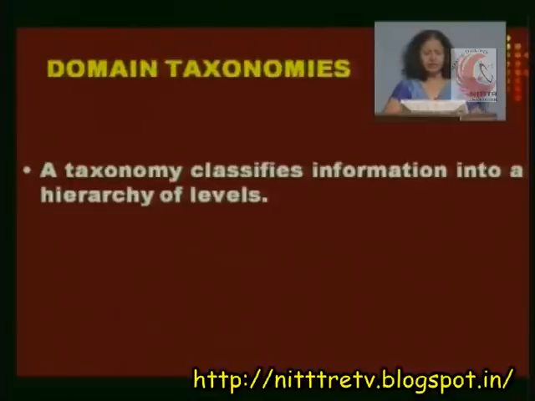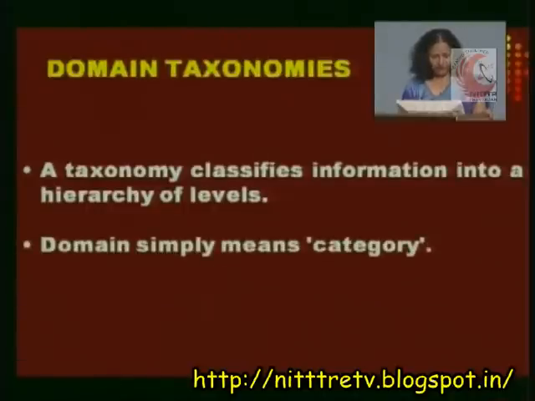I come to the abilities first. I will take some time to just make clear this background. Bloom in 1956 gave a taxonomy of objectives. First of all, we make clear the meaning of what we mean by taxonomies and what we mean by domain. Taxonomy classifies information into a hierarchy of levels. So, he classified them into 3 categories. Domain means simply category. He gave 3 categories, which we'll come to just now.